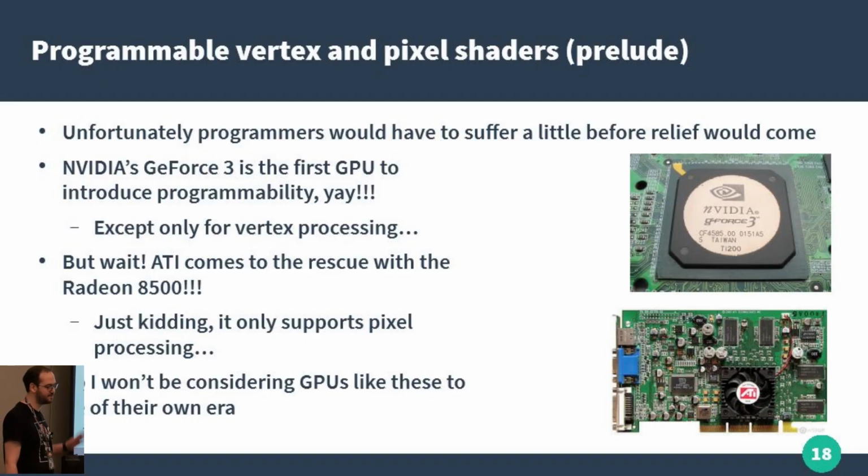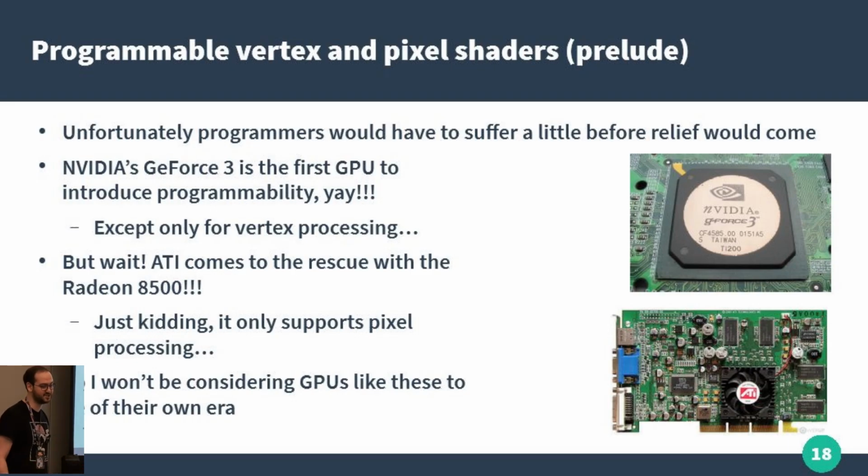NVIDIA and ATI both had a go at doing programmability on their GPUs, but the former only supported vertex processing, the latter only supported pixel processing, and if you wanted to ship a game that took advantage of both, you'd have to have 2 separate render paths in your code, one for NVIDIA's way of doing it and one for ATI's way of doing it.